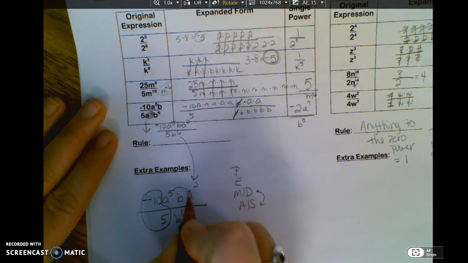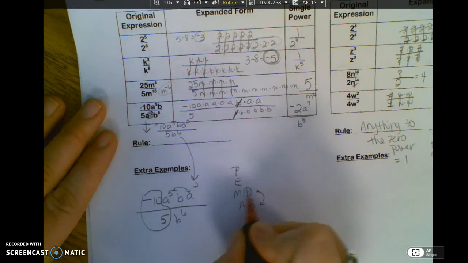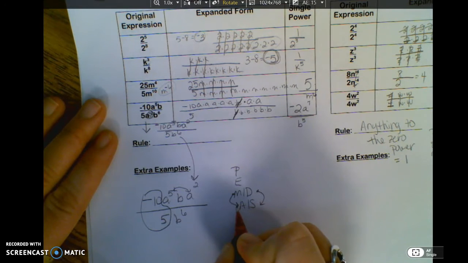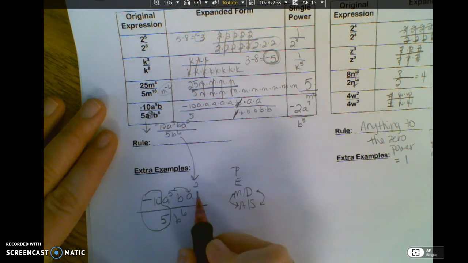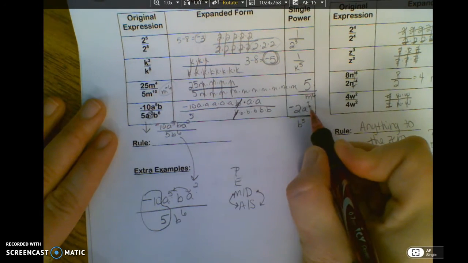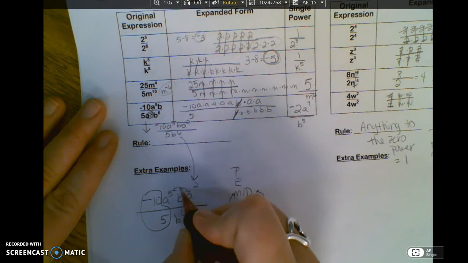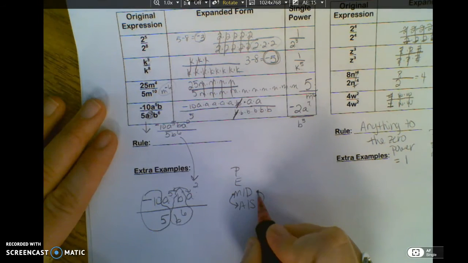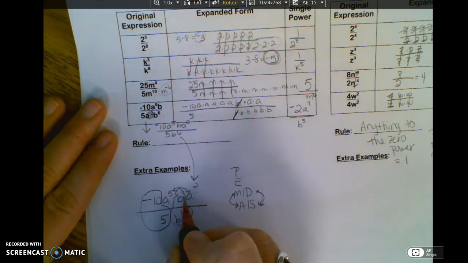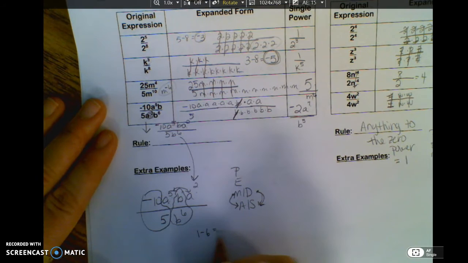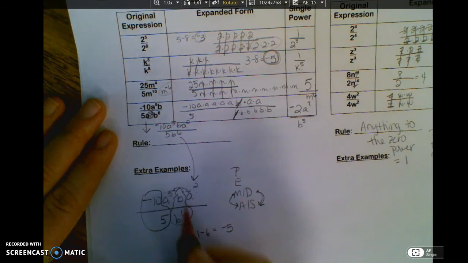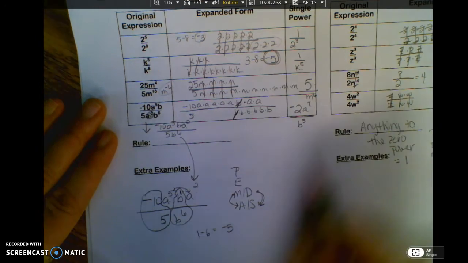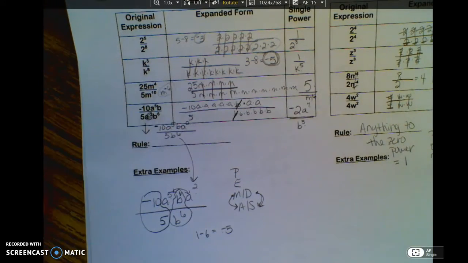Notice these two are being multiplied, so when multiplying, add my exponents. 5 plus 2 is 7. Right here, these two are being divided. When dividing, subtract. I would have had 1 minus 6, which is a negative 5. And because I started it in the numerator, it was negative in the numerator. Put it in the denominator.